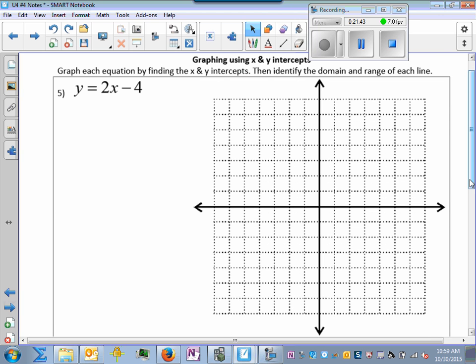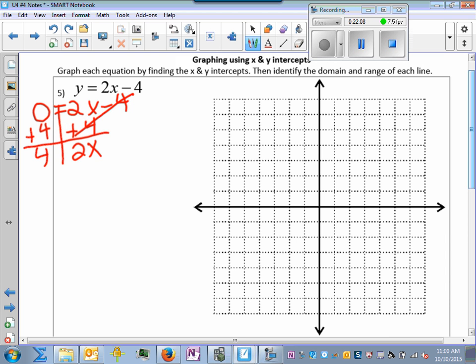All we're doing here is the same thing, but after we find my intercepts, I'm just going to graph them. So to find my x-intercept, I'm going to make y 0. So I'm going to get 0 equals 2x minus 4. What do I do first? Plus 4, it's a negative 4. What is 0 plus 4? Now what? Divide by 2. I divide 2 out. And I get x equals 2. So what is my x-intercept? 2, 0. Good. 2, 0.